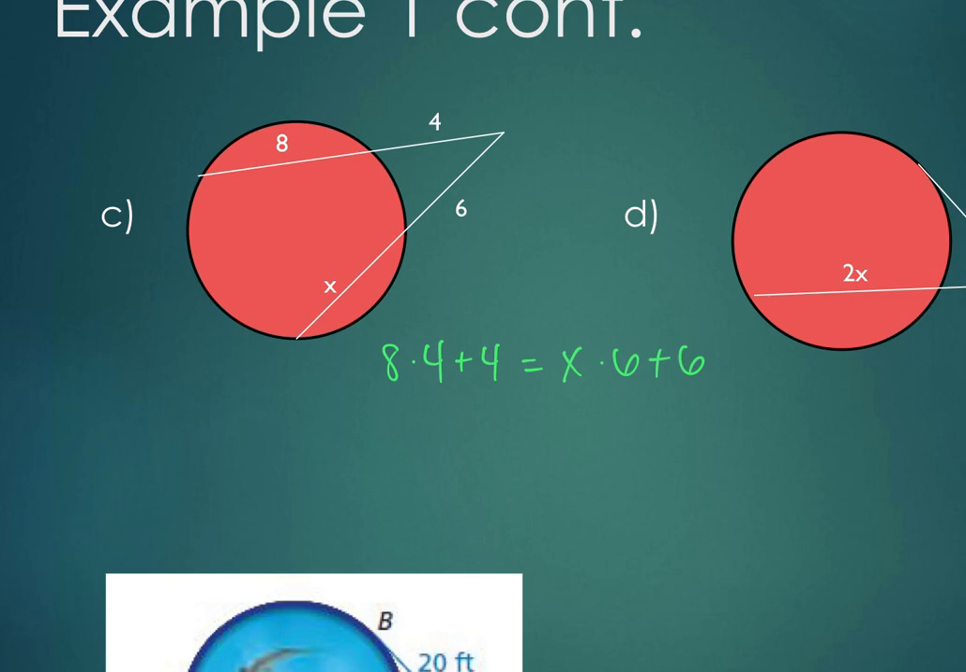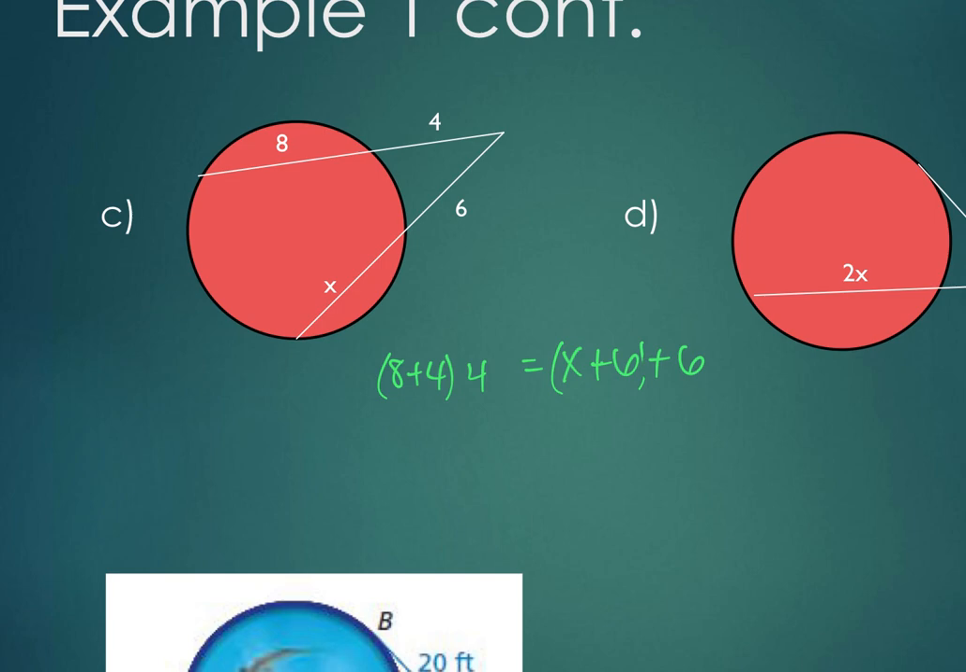Not quite. You have to add before you multiply. Sorry, I think I said that wrong. I meant 8 plus 4 times 4. There you go. So it should be 8 plus 4 and then multiplied by 4. And x plus 6 and then times 6.